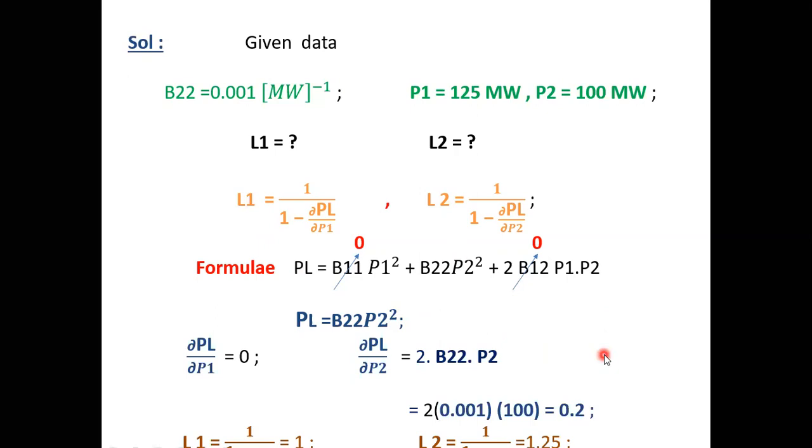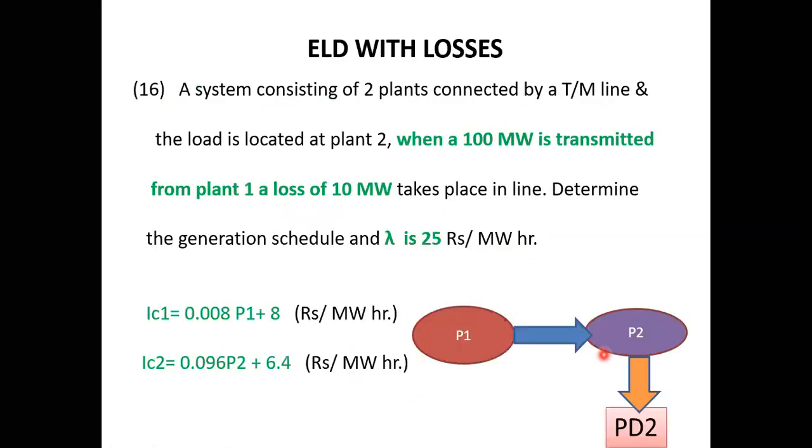Okay. Then let's move to one more problem, the last one. All of you look at this problem. This is also similar to the previous problem, but the only difference is in terms of given data. So let's try to understand this problem. The system consists of two plants connected by a transmission line, and the load is located at plant 2. In the previous problem, the load is located at plant 1, but here the load is located at plant 2.